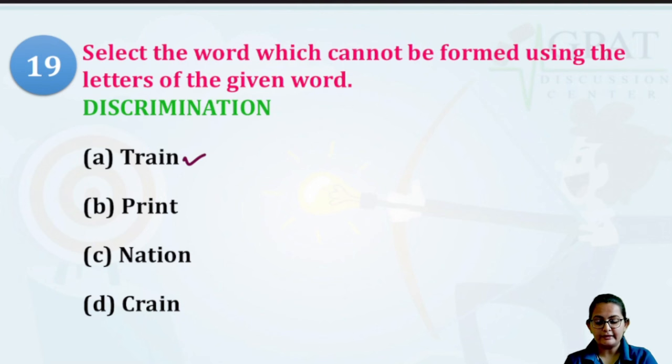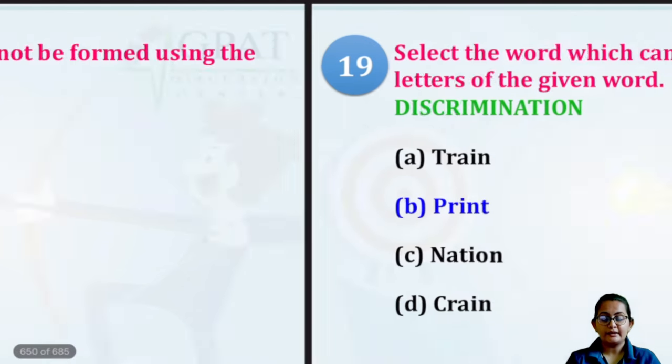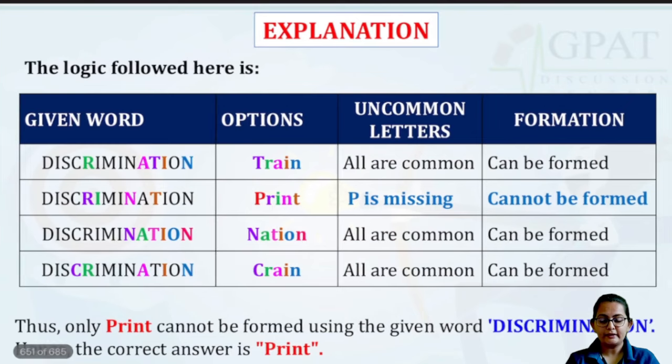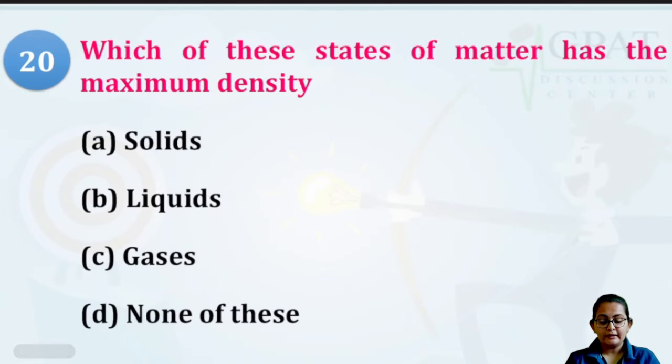A gets eliminated. Next you have to check print. Whether you see P, you cannot see P in the word discrimination. That's why B is the correct answer. Nation and crane can also be formed. That's why B is our correct answer. Print cannot be formed.